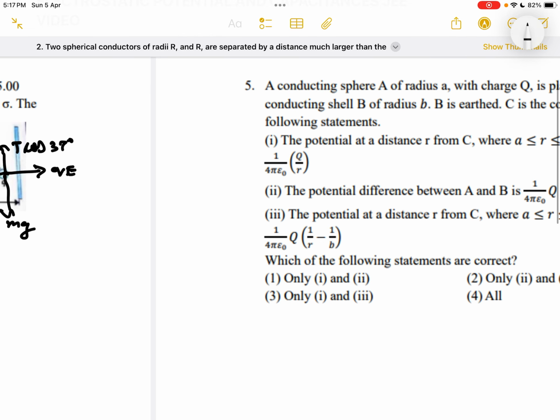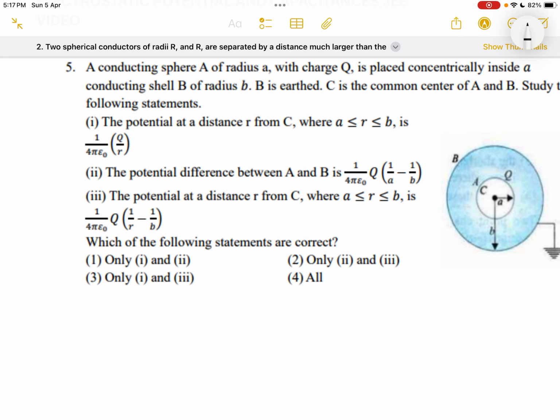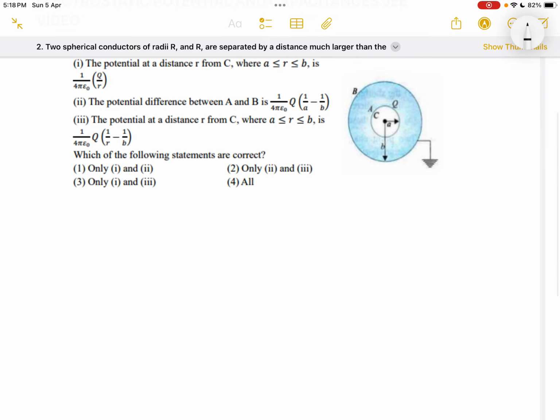Let us go further to question number 5. This is a question which allows you to think about potentials. Let's begin with this question number 5. A conducting sphere A of radius a with a charge q is placed concentrically inside shell B of radius b. B is earthed and C is the common center of A and B. Study the following statements. Let's read the statements. Potential at a distance r from C, where r is greater than a but less than b, is 1 by 4 pi epsilon naught q by r.